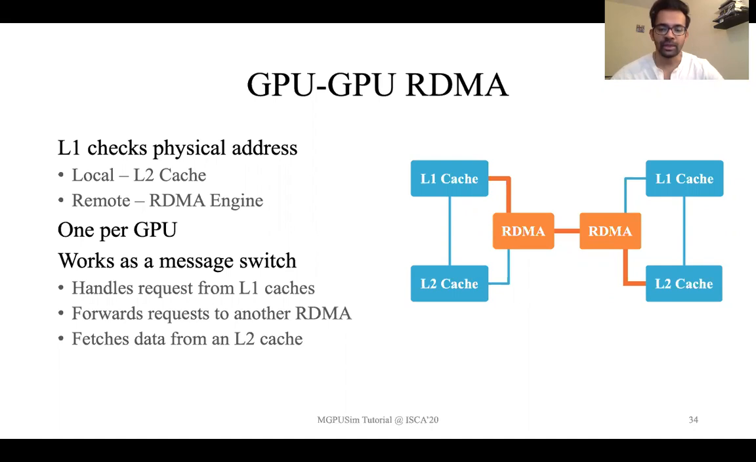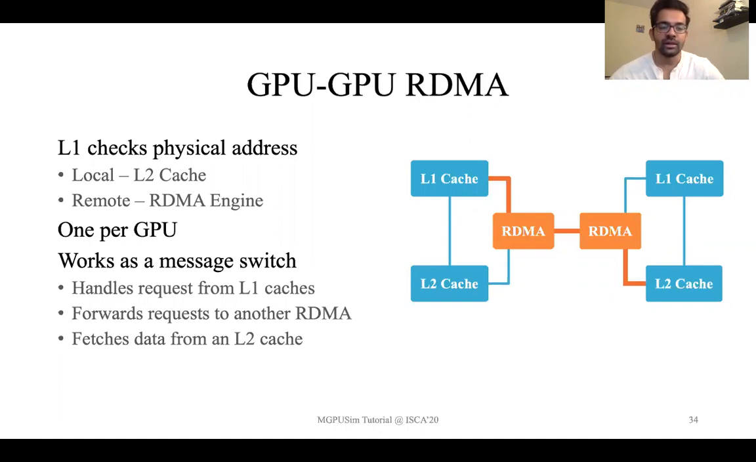In this form of communication, when one GPU wants to access data on another GPU, it forwards its request through the RDMA, which can then fetch the data from another GPU's local memory. The protocol through which it works is modeled as follows. Whenever an L1 cache has a miss, it will check the physical address of the request which caused the miss. If it finds that the data is located in its own local partition, it will forward it to the L2 cache.